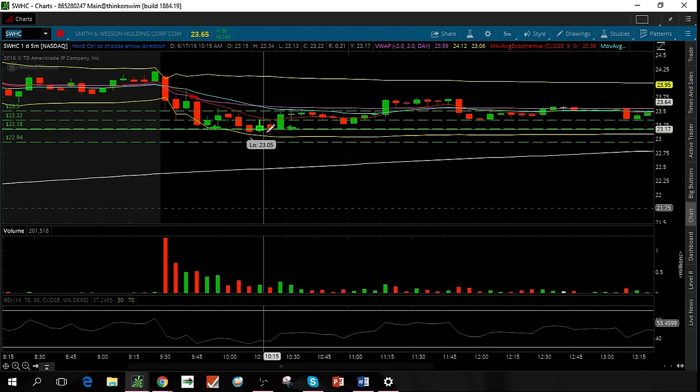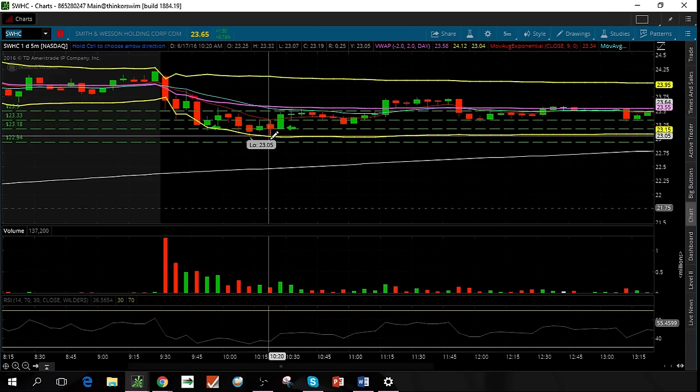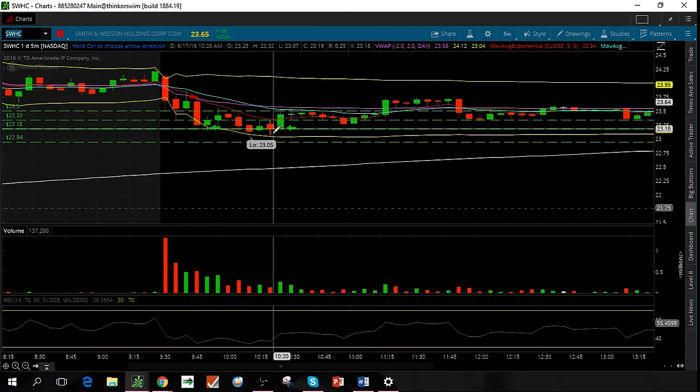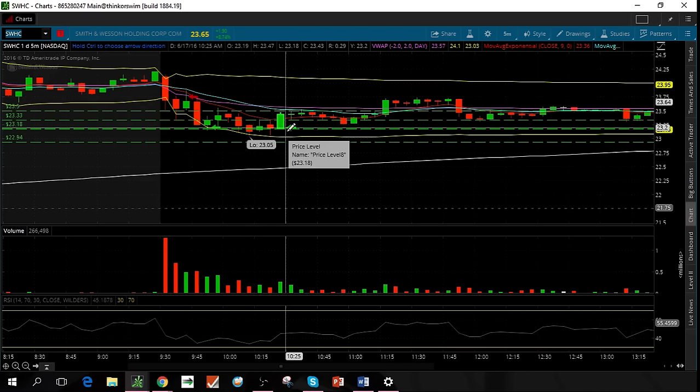And this candle held. It opened and it sold. So I was still giving it some more time. I was hoping that it would lose this 23.18 level, but it came back and closed above it. And this candle pretty much sealed the fate. So I went ahead and took it off here at 23.20.